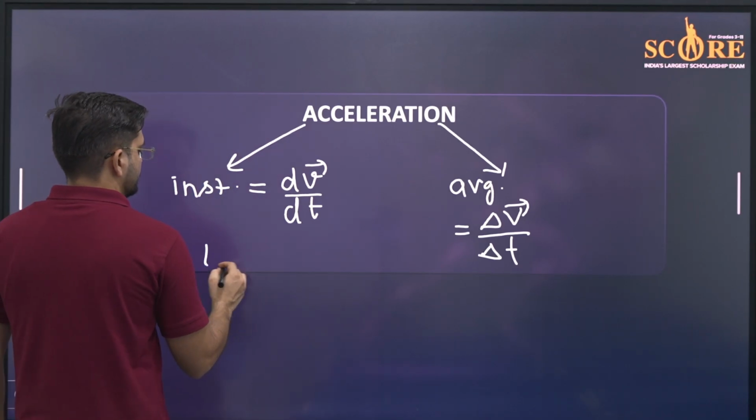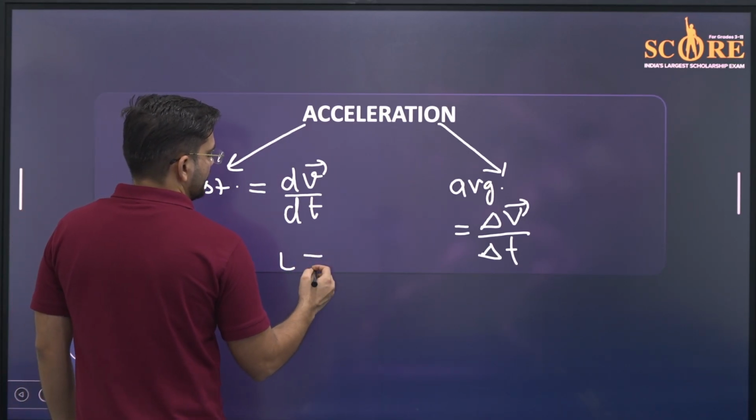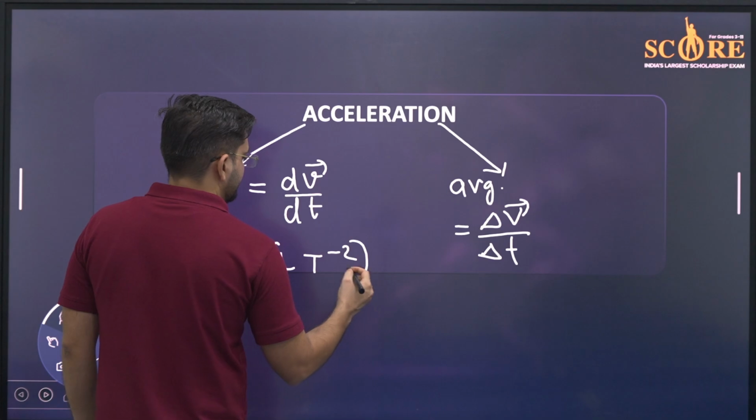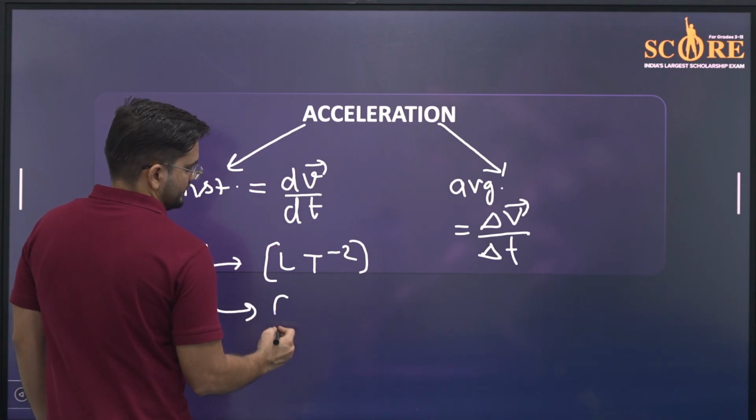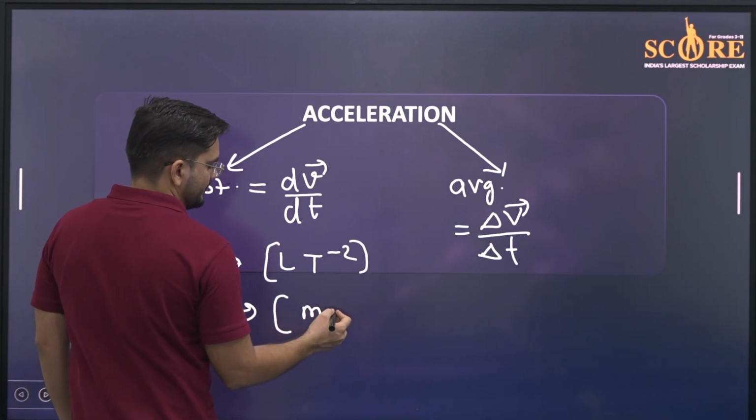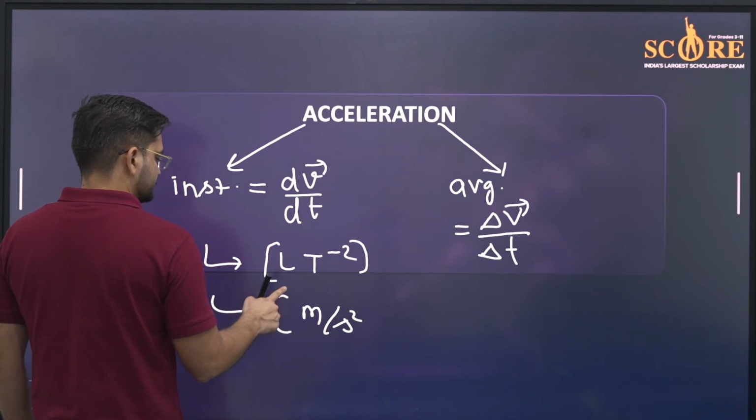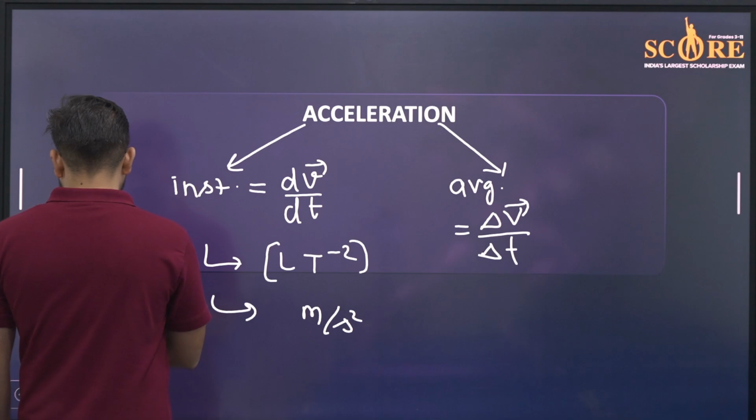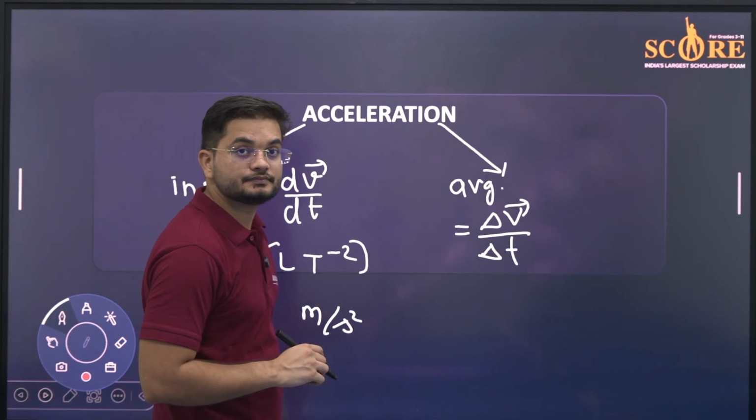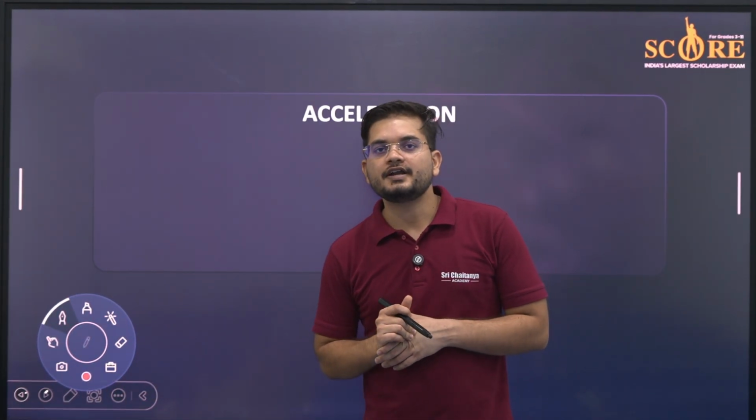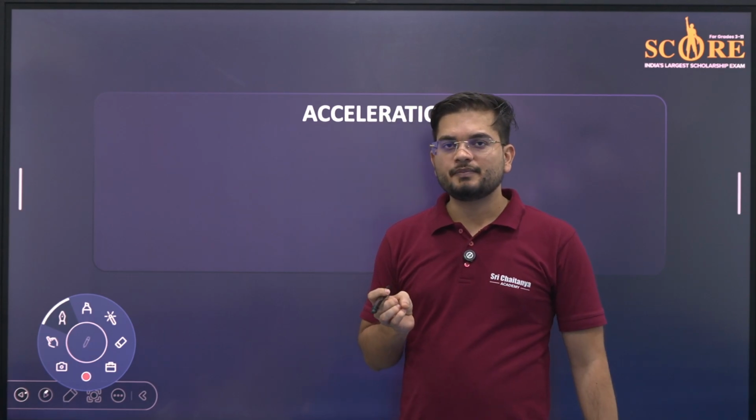And what is the dimensional formula? The dimensional formula is L T minus 2. And what is the SI unit? The SI unit is meter per second square. Clear? For 1D, we can remember some basic formulas.